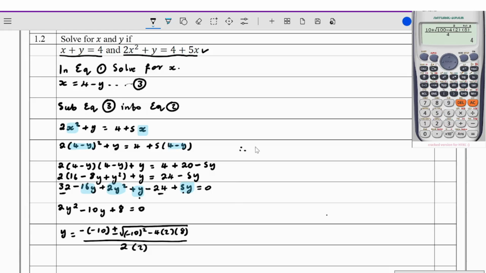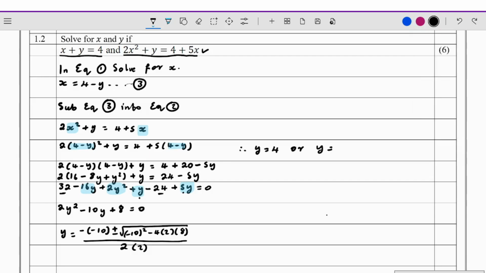So here the value of y will be equal to 4, and then the second value of y will be equal to, go to your calculator and change the sign. You delete the positive and you put the negative. The value of y will be equal to 1. So these are the values of y. Remember, you are looking for x and y.